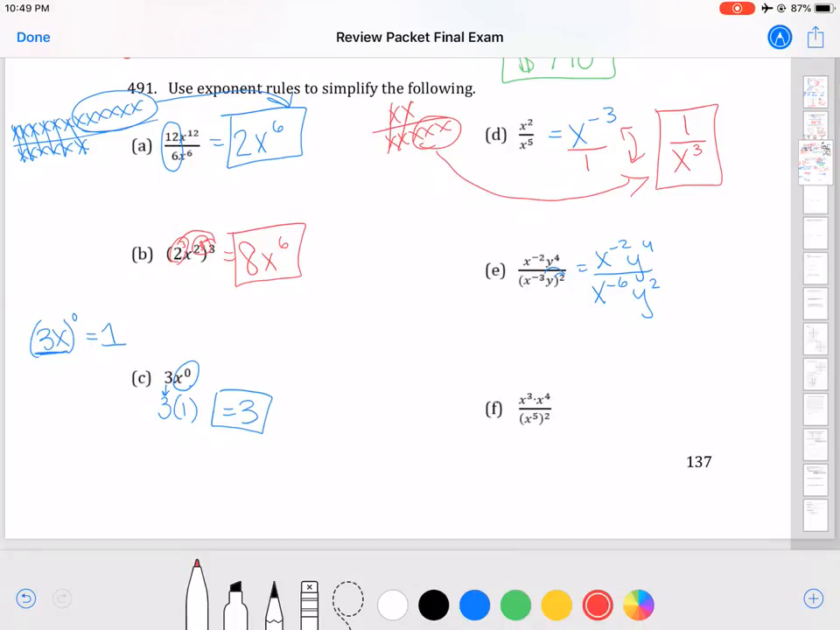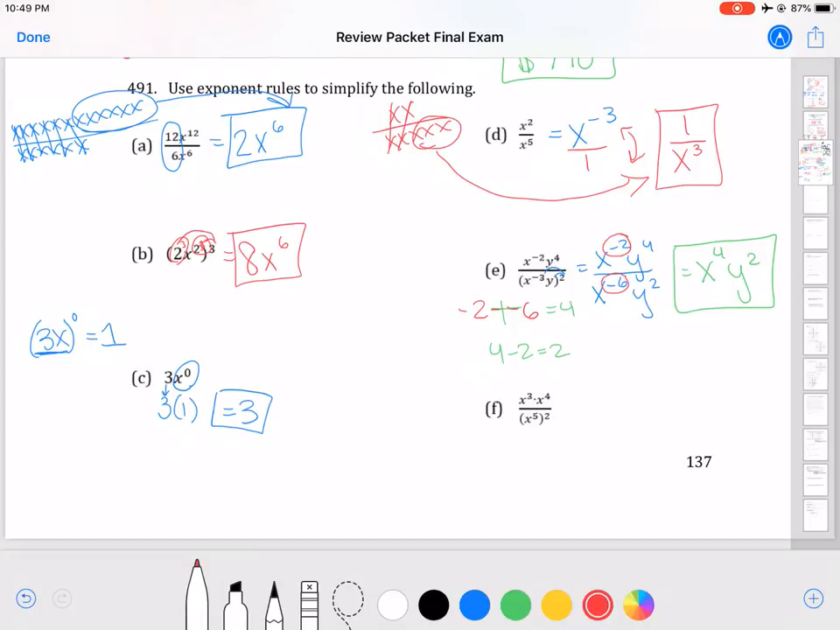Now, when you divide, you subtract your exponents. This one is tricky. When you do your x's to start, I have negative 2 minus negative 6. When I have negative 2 minus a negative 6, that minus a negative becomes a plus. I'm technically adding 6 to negative 2, which gets me 4. So my answer is going to be x to the 4th, and then the y is much easier. I have 4 minus 2, which is just 2, so the y squared is what I get when I divide the y's.